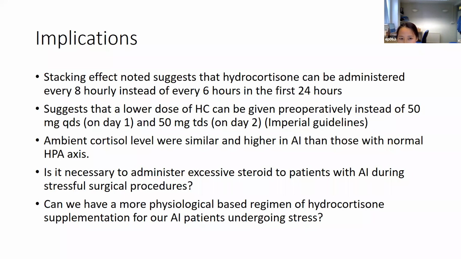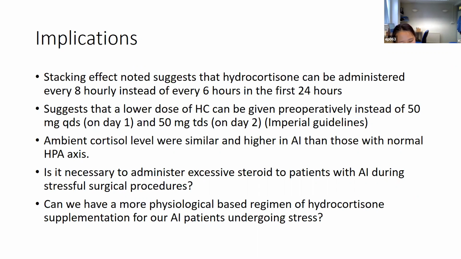We in the perioperative period use 50 milligram. Sorry, the normal dose is 100 milligrams every 6 hours, if you follow the anesthetic guidelines, which is even higher. The ambient cortisol level that they see is actually similar, and in fact, it's higher in adrenal insufficient patients compared to those with a normal HPA axis.